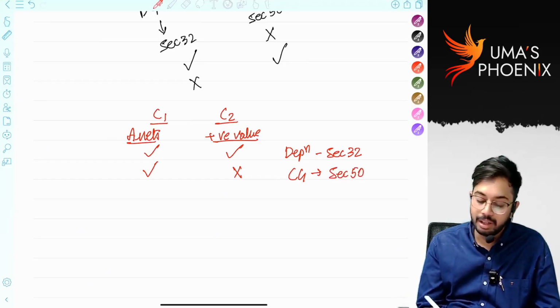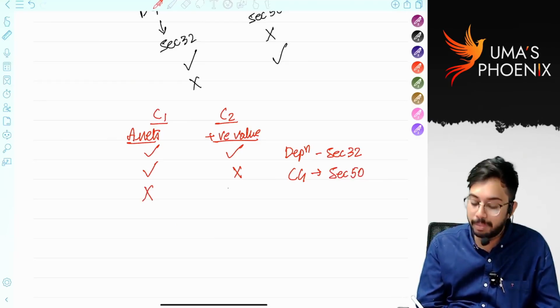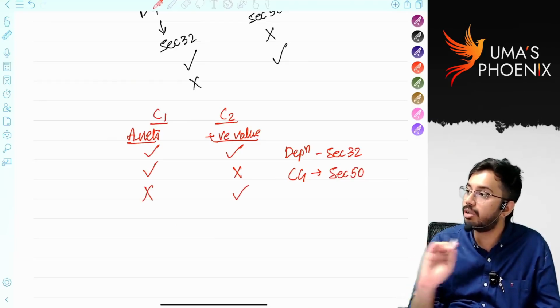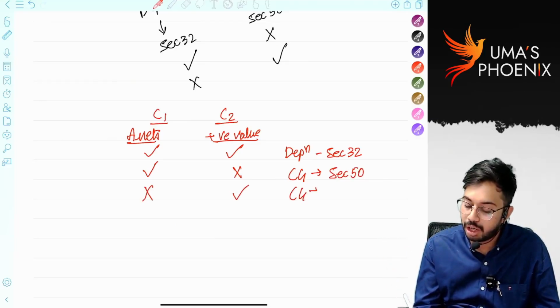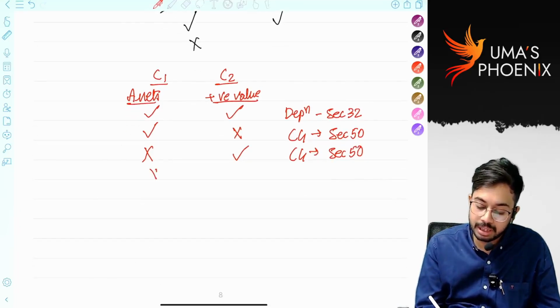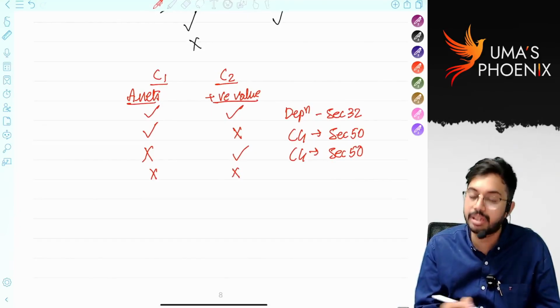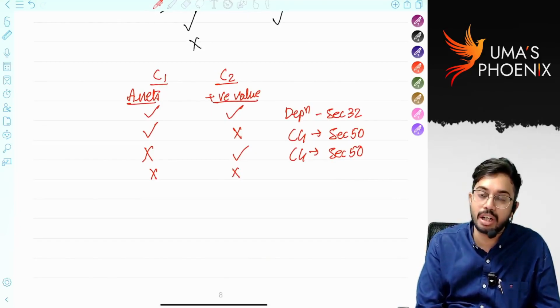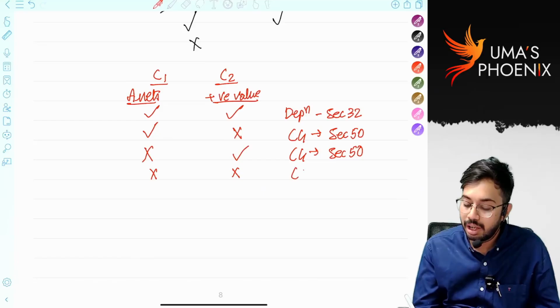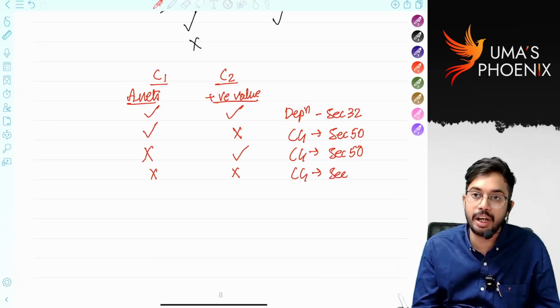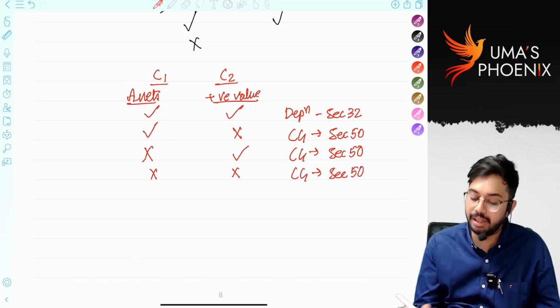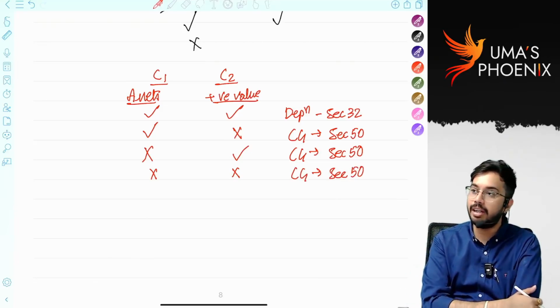Is it clear? There are no assets in the block but the block is having positive value. Then also depreciation is not allowed. You are required to calculate capital gains under section 50. There are no assets in the block and the block is not having positive value. Then also depreciation is not allowed as a deduction. Then also capital gains are required to be calculated as per section 50. Is it clear? Are you able to understand?